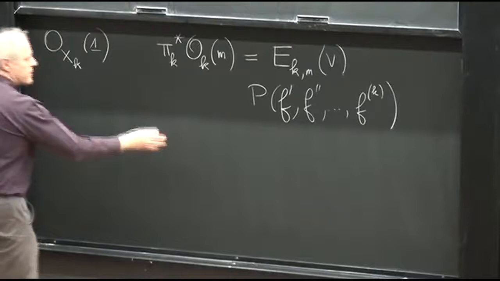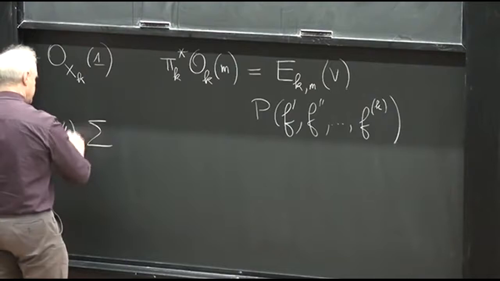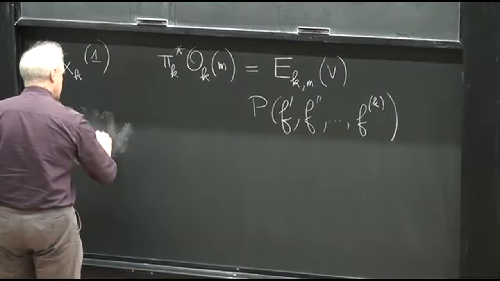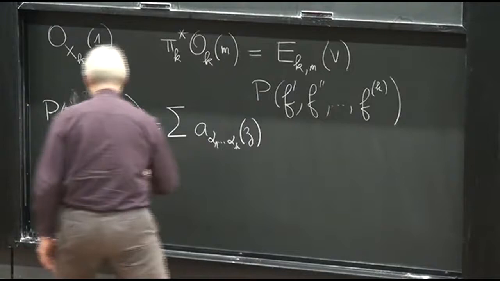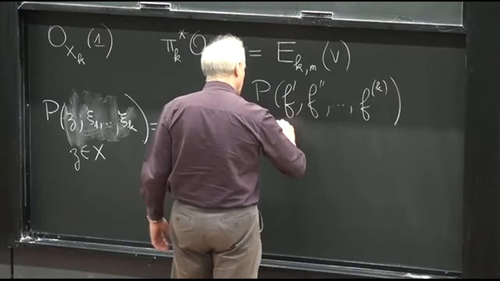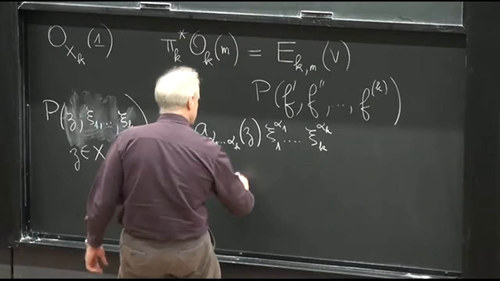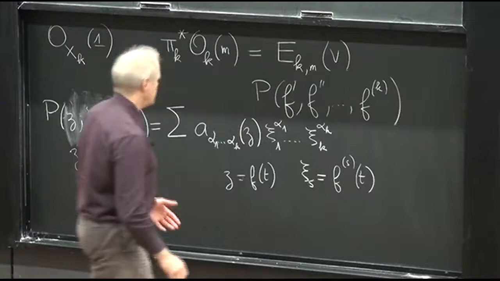If you want to write this in coordinates, so P is an operator of the form sum of coefficients, well, it's a polynomial actually in z and c_1, ..., c_k. Okay, it's a sum of some coefficients which depend on z, so z is in X. And here you have monomials in terms of the various derivatives. And when you apply this to a curve, of course, you have to substitute z equal f of t and c_s equal to the derivative at point t. But it's a germ, so you compute actually at zero.